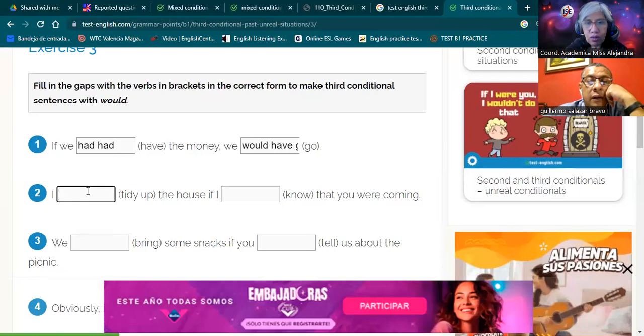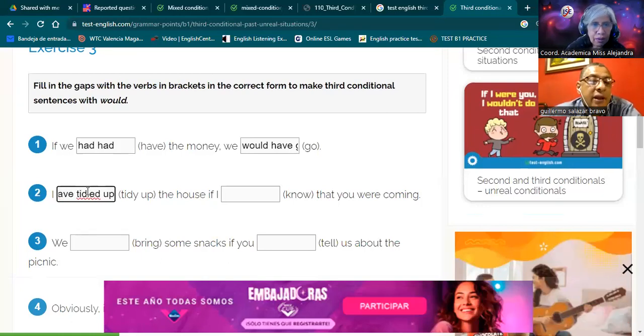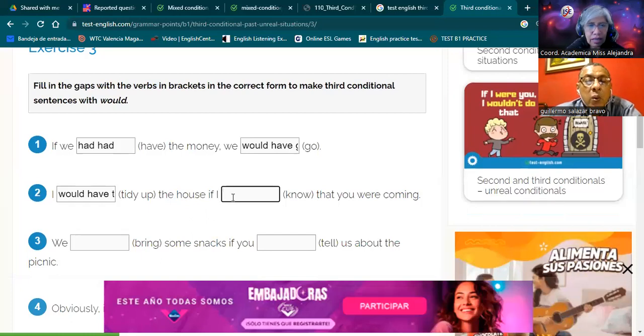If you were coming, I would have tidied up the house. Would have tidied the house up, or tidied up the house, if I had known that you were coming.